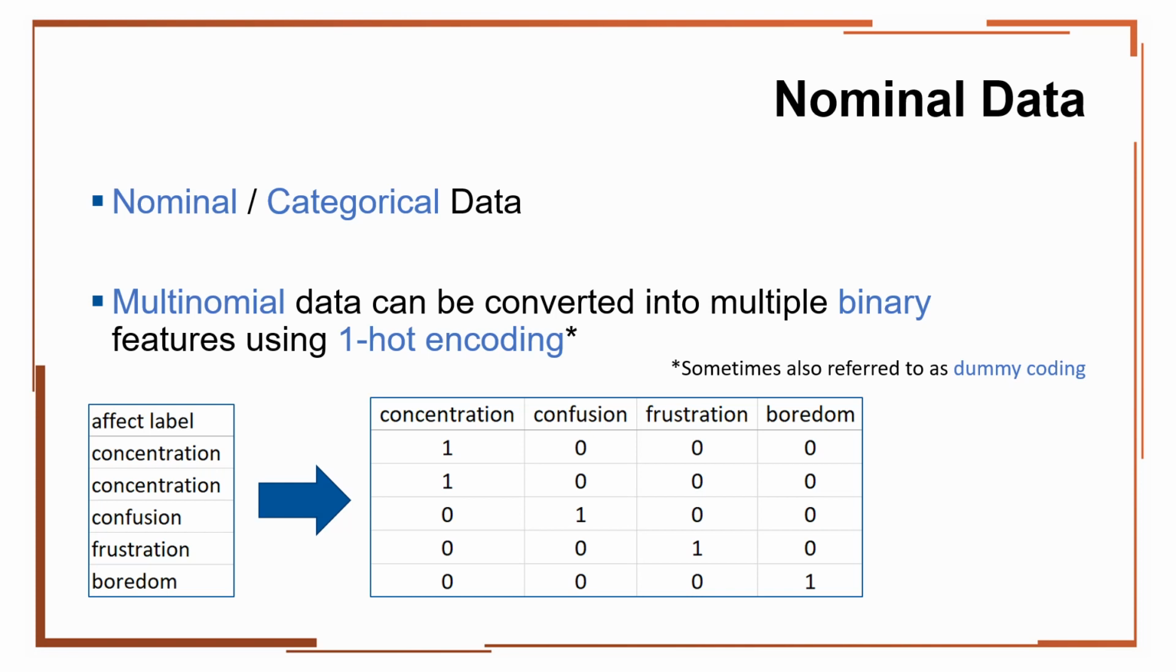We can transform categorical features using methods such as one-hot encoding, or dummy coding as it's sometimes called, to create additional features that may be better suited for inclusion in a prediction model. Here, we can convert our affect label feature into a set of four binary features, for example.